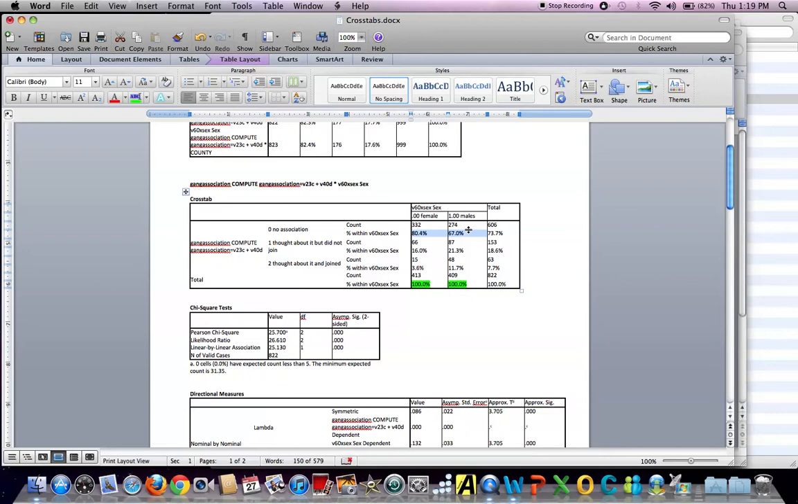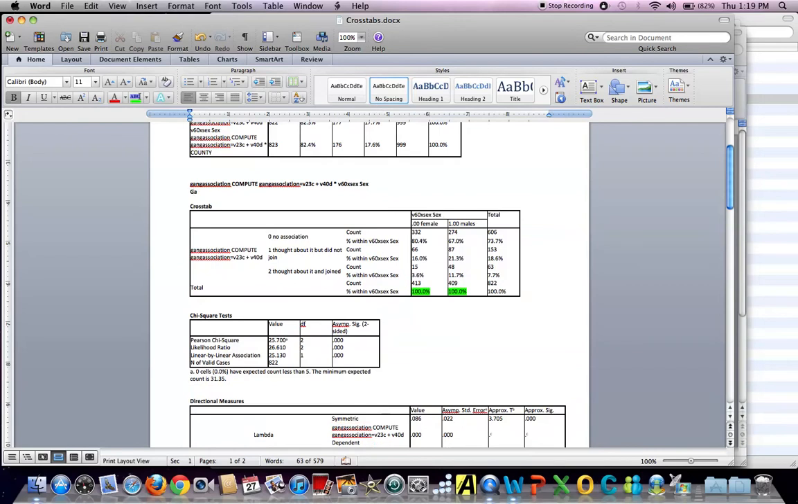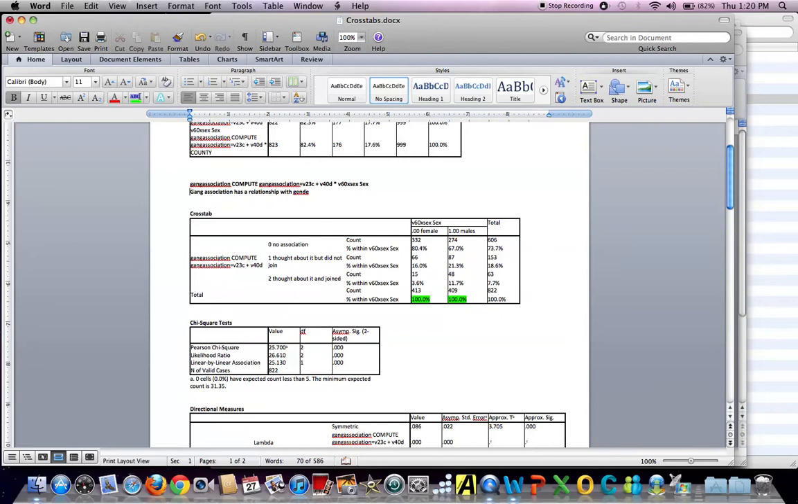Looking at this contingency table, what you want to know is the relationship between gang association and sex. That's our hypothesis. Is that statistically significant? In other words, does sex, being whatever gender you are, potentially affect whether or not you're associated with a gang? So that's the hypothesis: gang association has a relationship with gender.